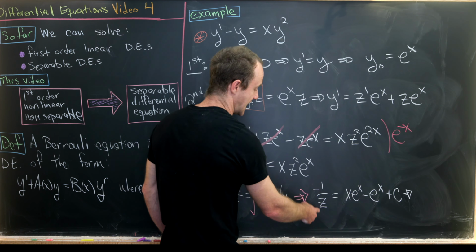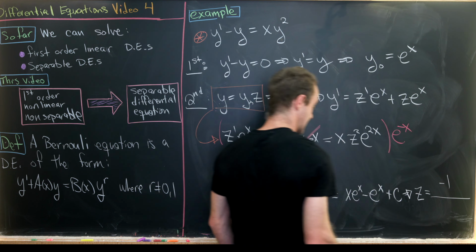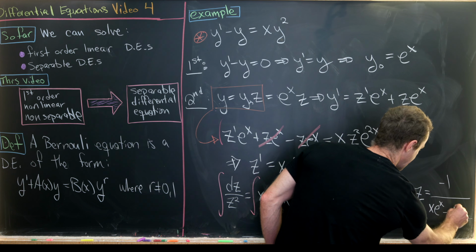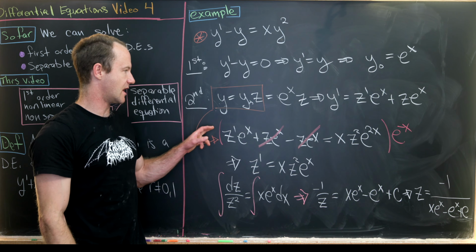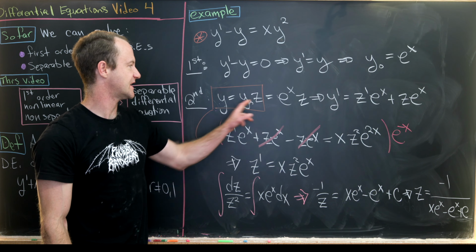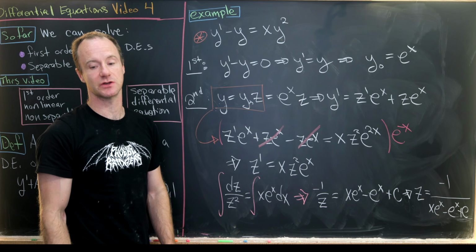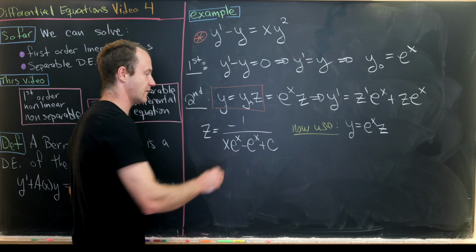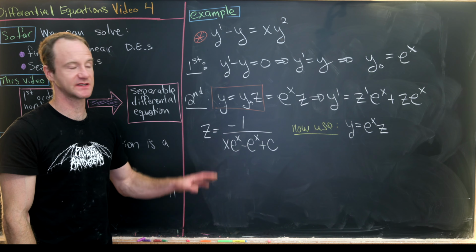We can negate and take the reciprocal to give us z equals negative 1 over x e to the x minus e to the x plus c. And then let's bring that up here, and then we can finish this thing off by calculating y via this substitution. So on the last board, we determined that our function z was negative 1 over x times e to the x minus e to the x plus c.